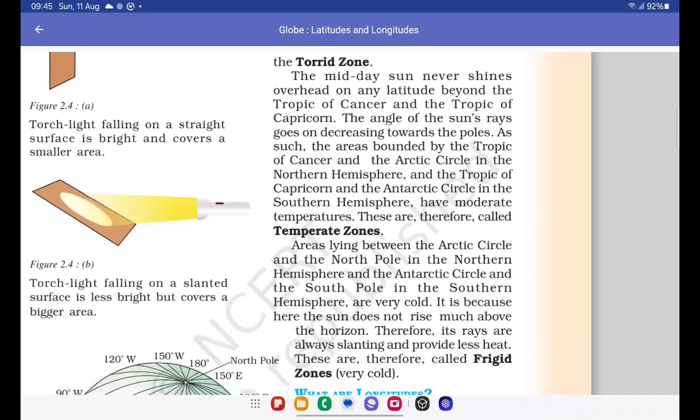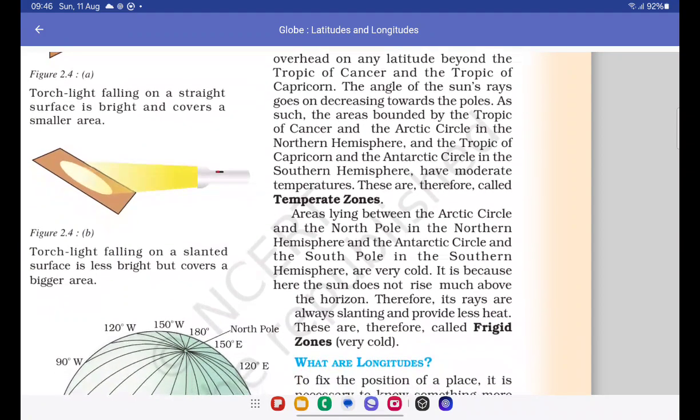If you are living in these areas, you will always see the sun at a position where it's like setting. If you look from India, the point where the sun seems to be setting, it remains at that point in these frigid zones. Whether the sun is just rising or setting, it is basically at the same point.